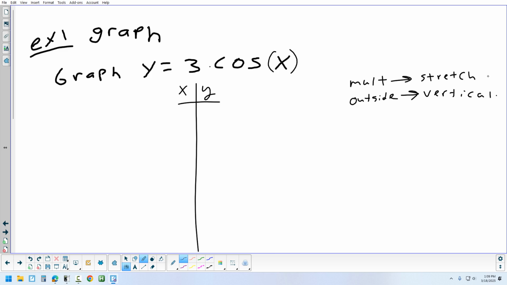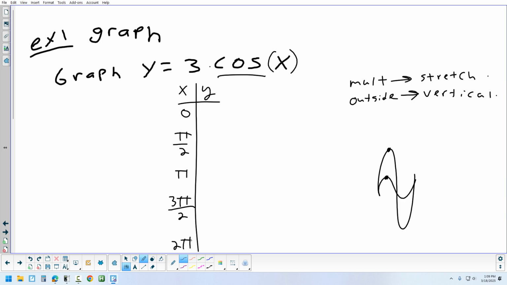When we do a vertical stretch, which column here stays the same? X. Think about if you took a graph and you stretch it. This point goes up to here. It did not move left to right when it did that. It moved up and down. So x's stay the same. What are my original x's for cosine? 0, pi over 2, pi, 3 pi over 2, 2 pi. Yep. Original x's for sine and cosine are the same.